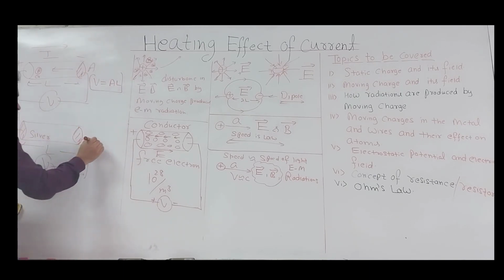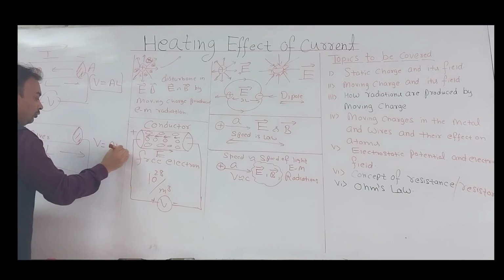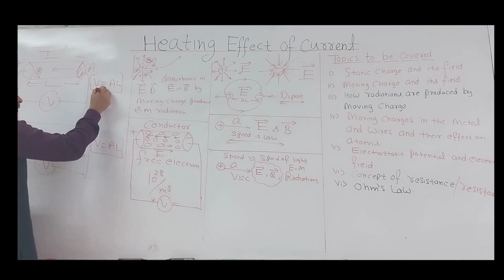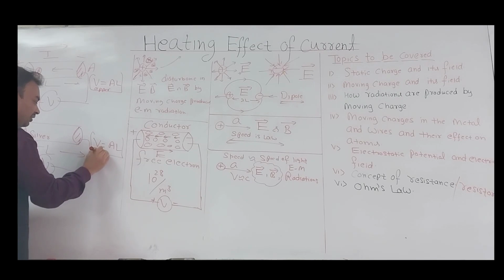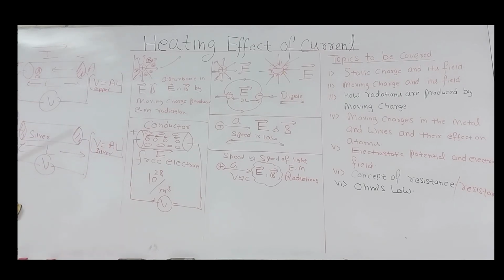So the volume of copper and the volume of silver are the same. If the dimensions are kept the same and the voltage is also kept the same, how will we correlate the current in the copper and the current in the silver? Under the same voltage, the same dimensions and the same volume, the current will be different. This I and this I dash will be different. Why will they be different? We can understand that in terms of resistance.